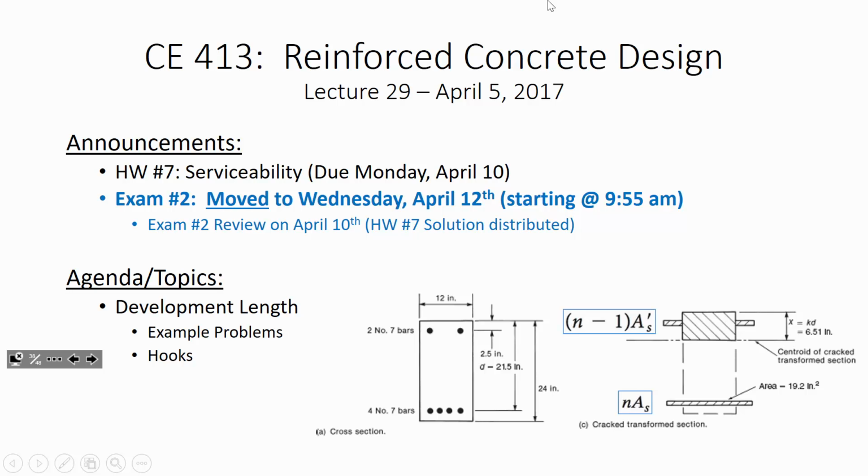Sound good? Technically, you should do the same thing for the top layer of steel, so it would be nAs prime. However, if you just did nAs prime, you'd actually be double counting this area where the bars are. So the way that we handle that is we turn this into an effective lump of concrete with nAs, but on the top, we turn it into an effective lump with (n-1)As prime.